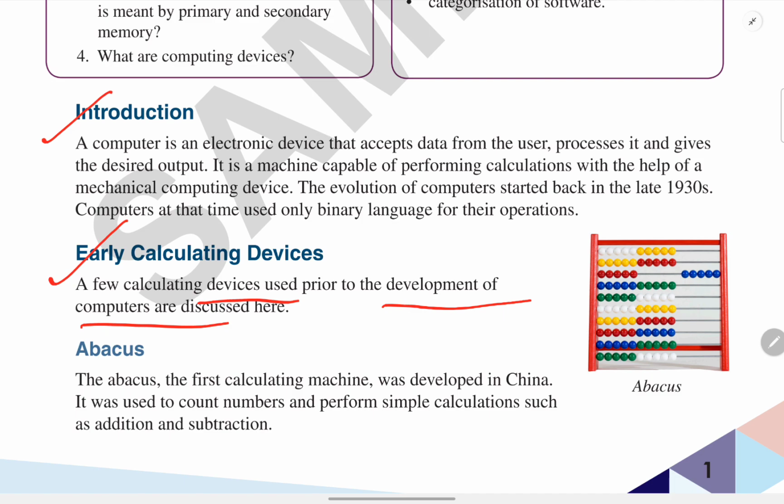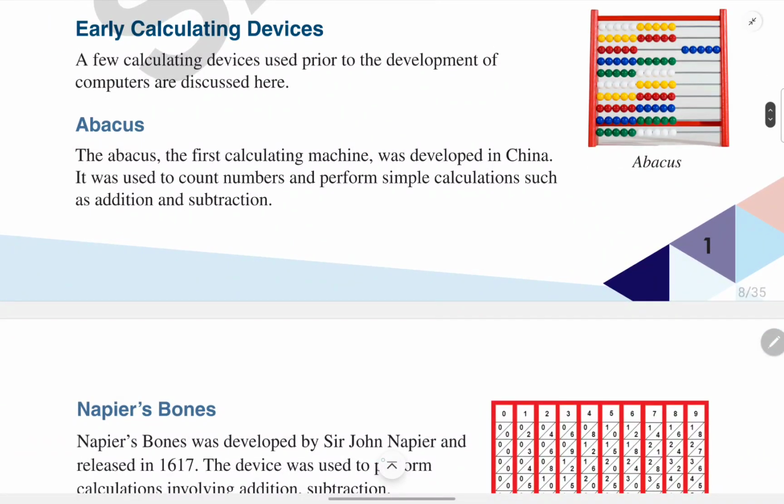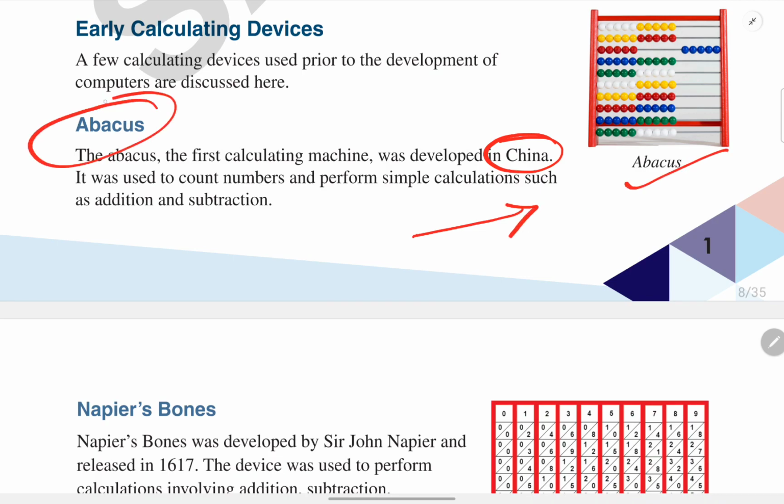You can see the first device is Abacus. The name of this device is Abacus. The first device is what? Abacus. So if we talk about the Abacus, what is that? It is one of the first calculating devices. In which country was the first calculating device developed? In China, the first calculating device was developed, whose name was Abacus.